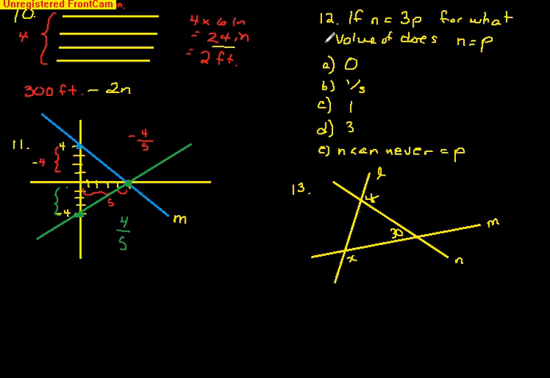Alright, let's hit the next one. If n equals 3p, for what value does n equal p? Well, first thing I thought was there's 4 values, let's just put them in and see when they're equal to each other. So the first one I put in was 0 for n, and got 0, and 0 for p, and I got 0. So that's when n equals p, so both 0. I didn't need to go any further, but you could put points in.